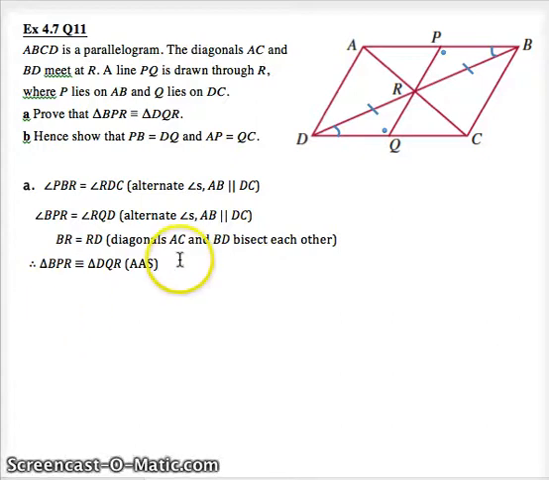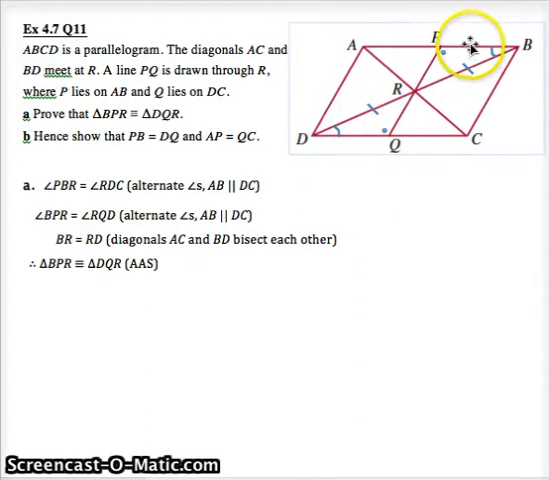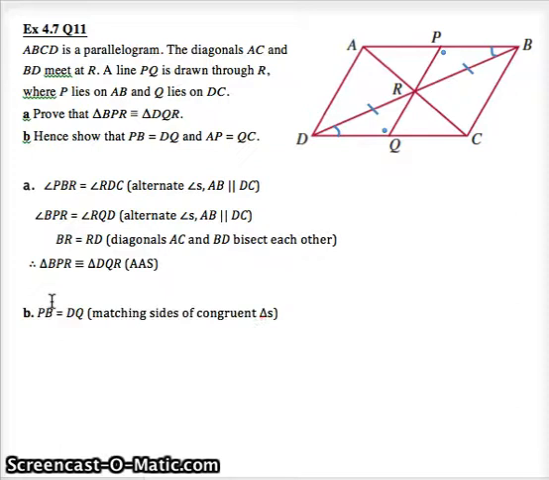Now, in part B of the question, we have to hence show that PB is equal to DQ. And we can see that these are just corresponding or matching sides of the congruent triangles that we've just proved. So we can write that up first. PB equals DQ, matching sides of congruent triangles. We can also mark in those lengths on the diagram. So I've marked in those equal sides, PB equals DQ, with a double dash.